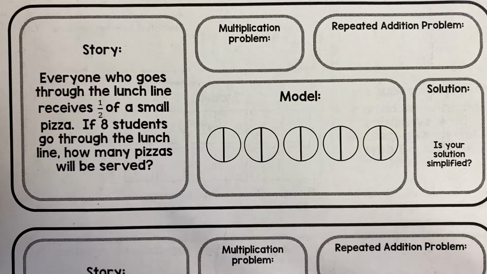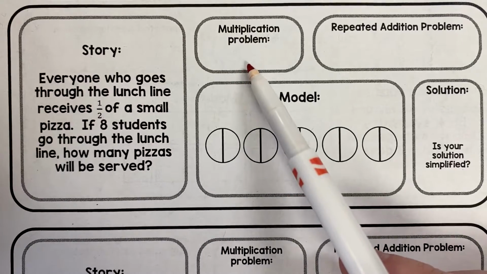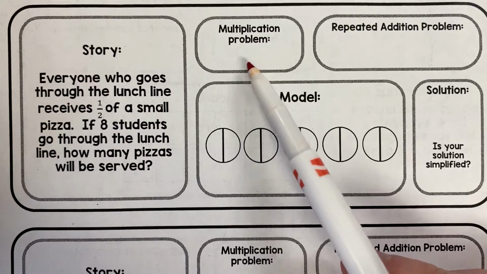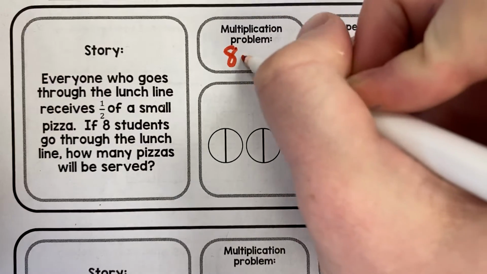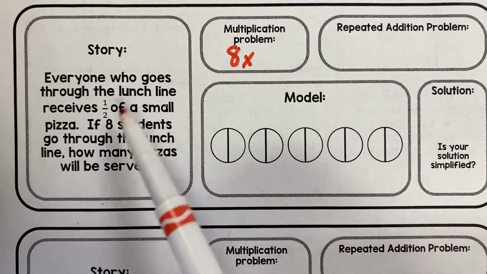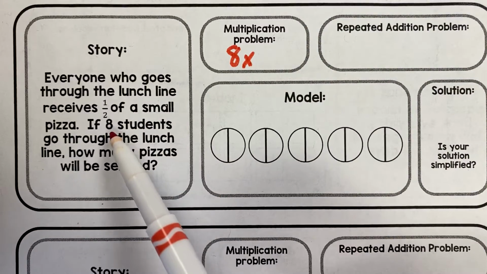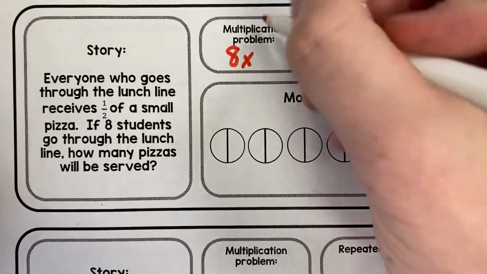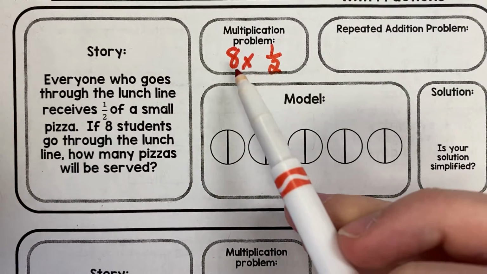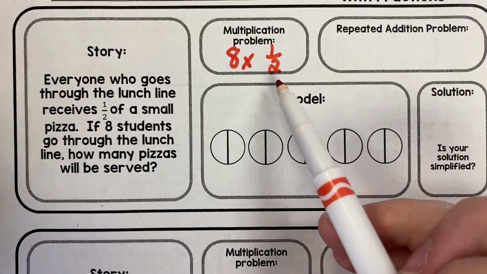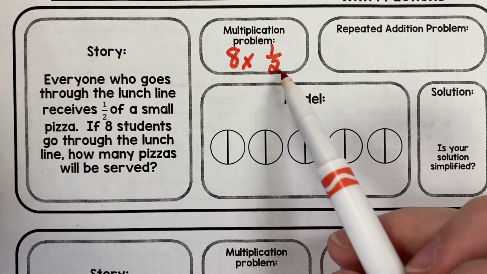So the first step when we're doing our multiplication of fractions is we want to write down what our problem would be. So in this case, we have our whole number 8, the 8 students, and we're going to times it by how much pizza they receive, which is 1/2. Okay, so that is our multiplication problem. We are trying to figure out 8 times 1/2.